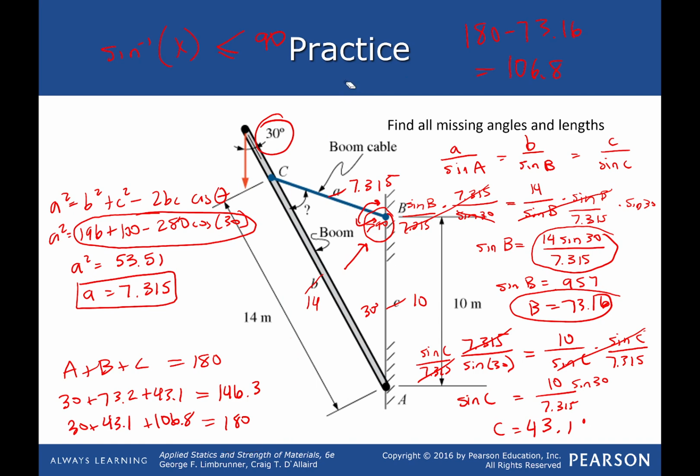But with this, we have all of our angles. So we have our angle B right there. We have our angle C. We have our angle A. We've already calculated. We have all of our values. And so we are done with this problem.